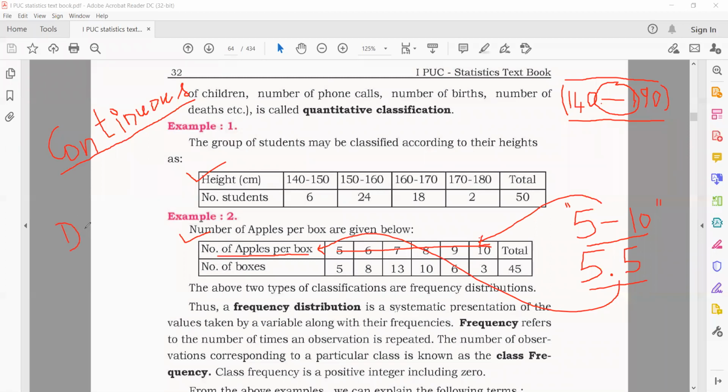So here I'm not talking about decimal numbers and integers. I'm talking about the possibilities. If this number is possible, then it is continuous. If this number is not possible, then it is discrete.